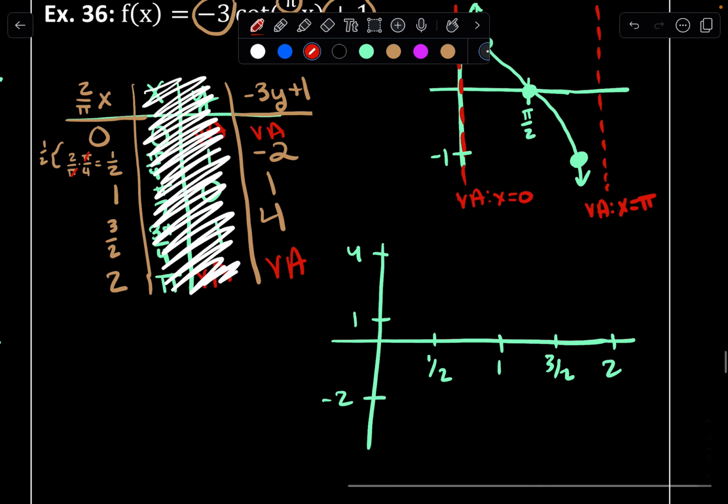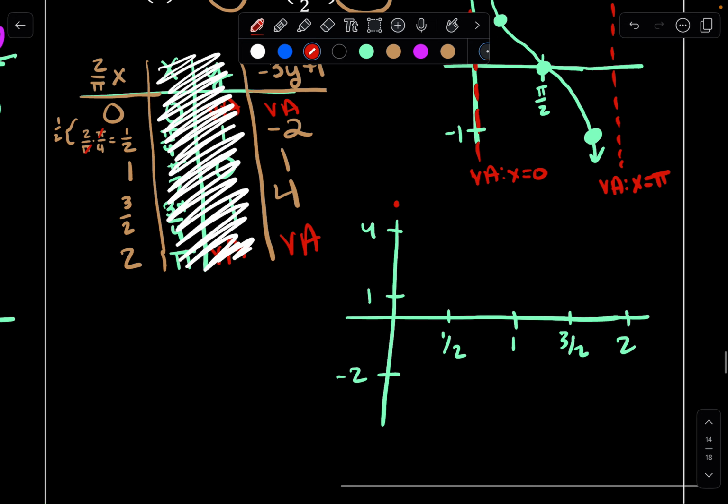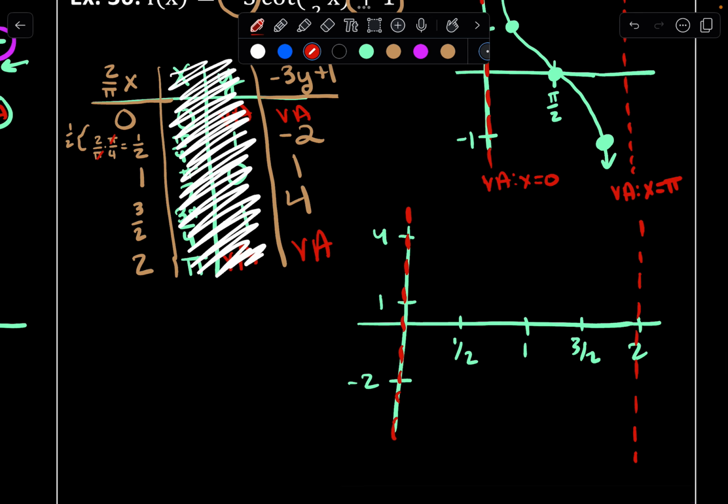Okay, so for the vertical asymptote, it's going to be at 0. And then we also have one at 2. And then our key points will be at 1/2, -2, 1, 1, and 3/2, 4. And then we'll make sure you're concave down and then concave up.